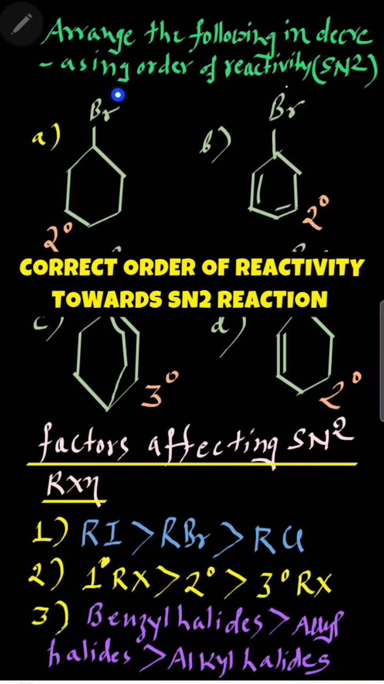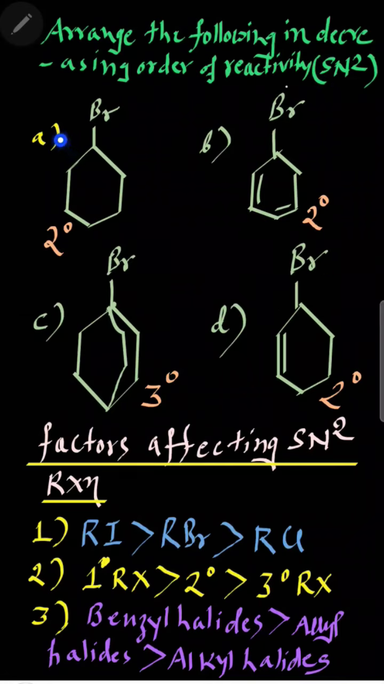Arrange the following in the decreasing order of reactivity towards the SN2 reaction. And you have been given four options A, B, C and D. So to solve this particular problem, we must know the factors which affect the rate of the SN2 reaction.